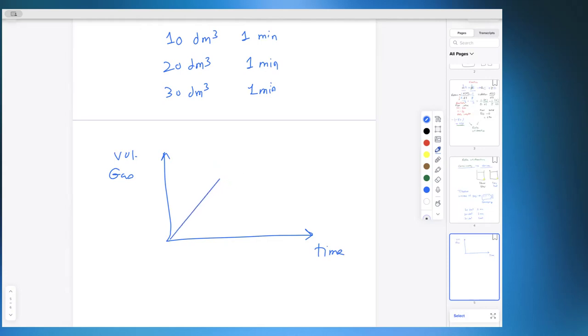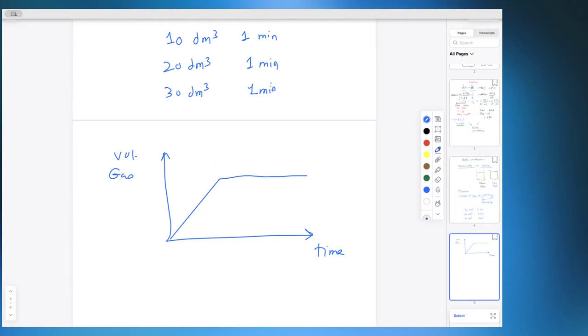And then finally, I will reach a certain plateau where there is no increase in the volume because the reaction has stopped. And the reaction has stopped, why? Because the reactants have finished. So once the limiting reagent is totally consumed, then the reaction will stop and there will be a plateau. There is no change in the volume of the gas produced anymore.